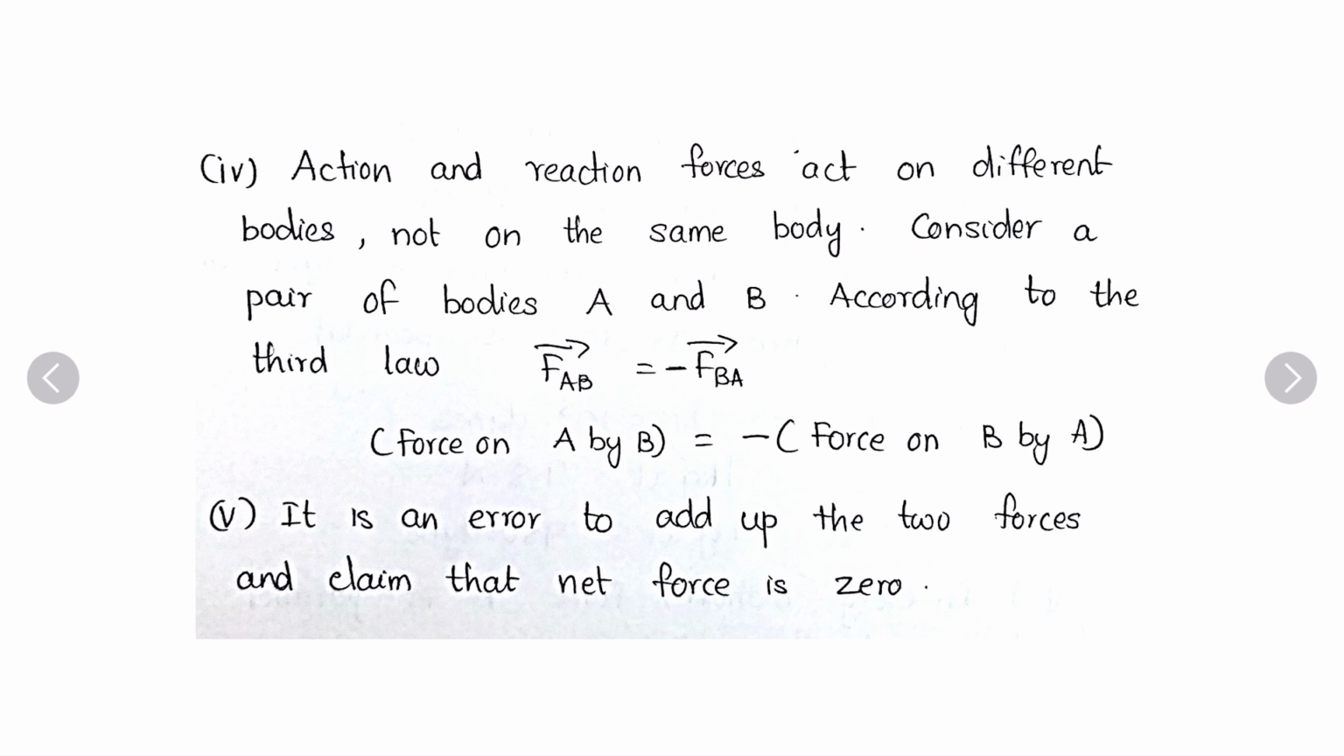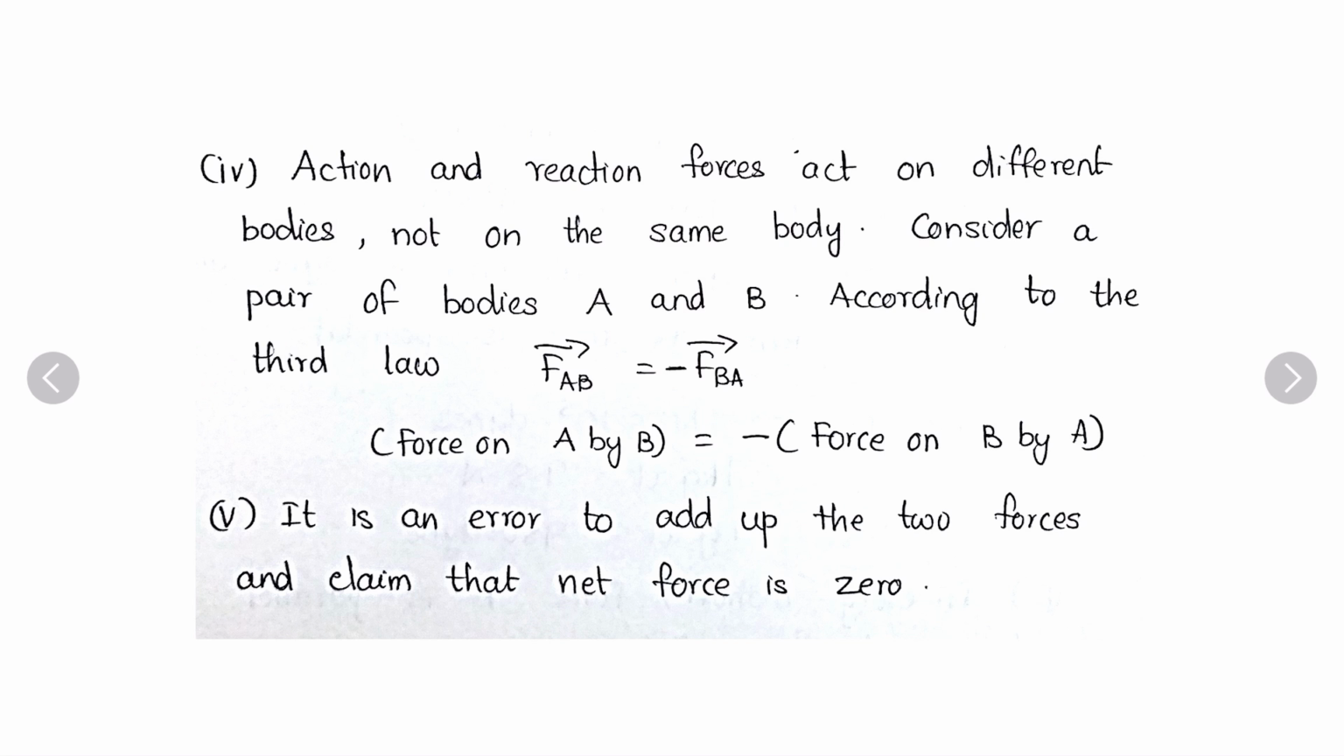Suppose the bus is moving and the passenger is also moving with the bus, and suddenly the driver gives a brake. He feels a forward jerk because the lower part of the passenger comes to rest when he gives the brake, but the upper part does not come to rest because of inertia of motion. So he falls front side. That is a forward jerk.